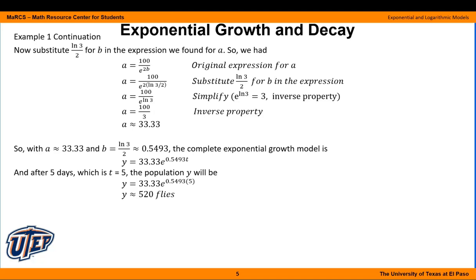Once we have the model, making predictions becomes straightforward. To find the population after 5 days, we simply substitute t equals 5 into the model. The result tells us that the population will be approximately 520 flies after 5 days. This example illustrates one of the primary uses of exponential growth models, predicting future values based on observed data.